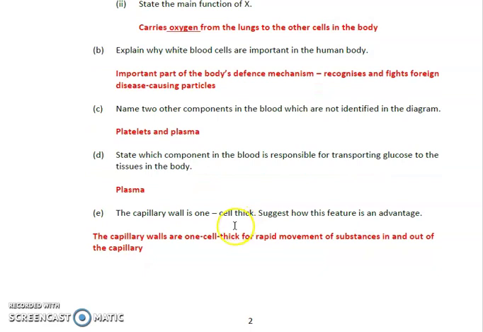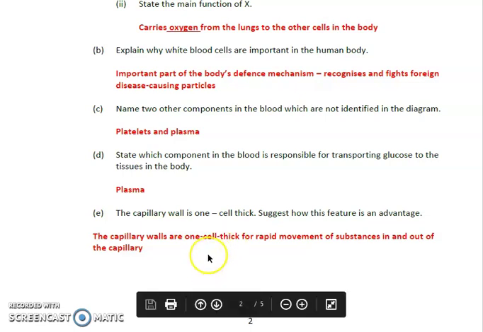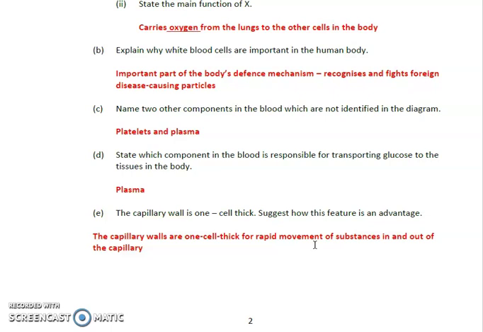Part E. Capillary wall is one cell thick. Explain how this feature is an advantage. Okay, the thin capillary walls, right, are of one cell thick. This allows for rapid or fast movement of substances in and out of the capillary. Okay, this is because when the wall is thin, it is actually much easier for substances to go in and out, and therefore diffusion become faster.